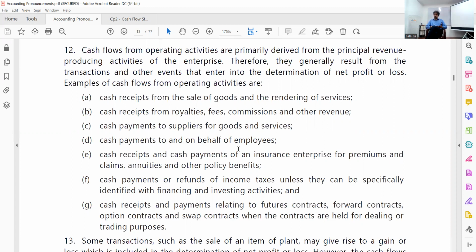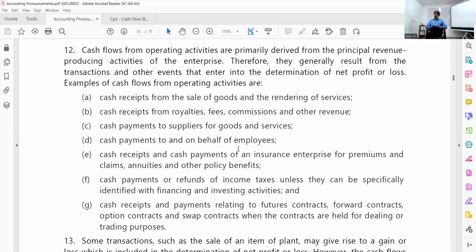Then B. Cash receipts from royalties, fees, commissions, and other revenues. Then C. Cash payments to suppliers for goods and services. You saw the payment to suppliers. Next, D. Cash payments to and on behalf of employees. See, cash pay to employees, right?